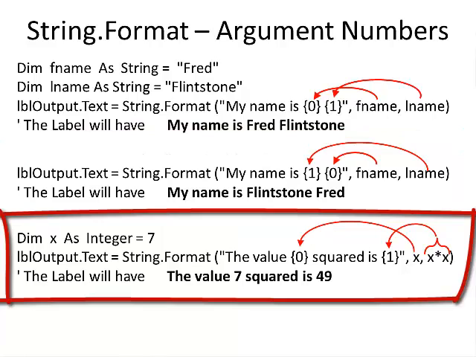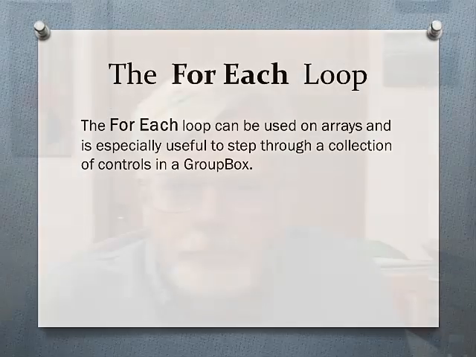How about dim x as integer equals 7? Then I have argument 0, which is x squared is, then I have argument 1, which is x times x. So we'll say the value of 7 squared is 49.